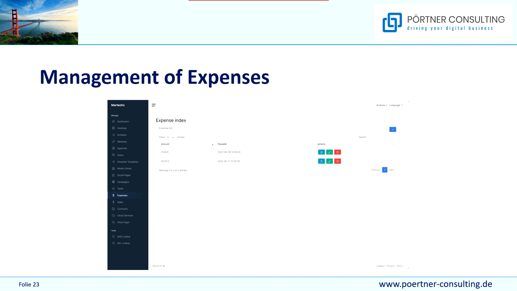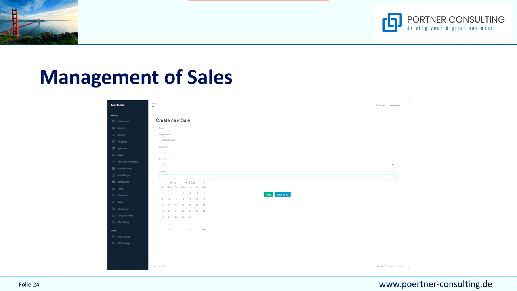You always have an overview of your expenses. This covers, for example, domains, web hosting, agencies, and so on. So you can select the list regarding some special list points, or you can add some expenses here. This is a very powerful feature too.